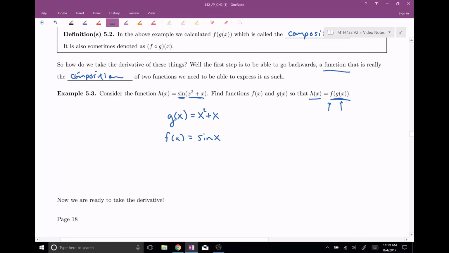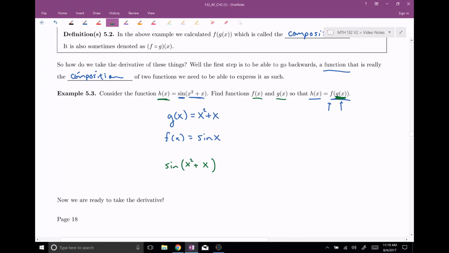So let's do f of g of x. That would be f, so sine, but everywhere I see an x here, I'm going to do a g of x. So g of x is x squared plus x. And you can see that indeed you do get back to where you started. So we found the functions f and g so that we could write this more complicated function as a composition.